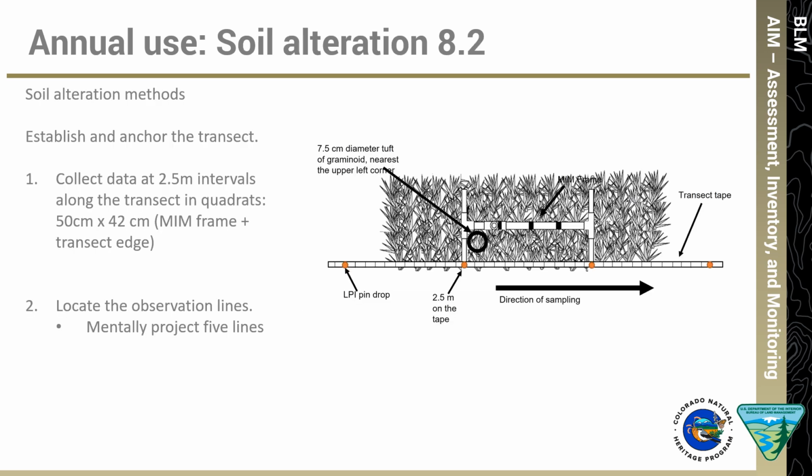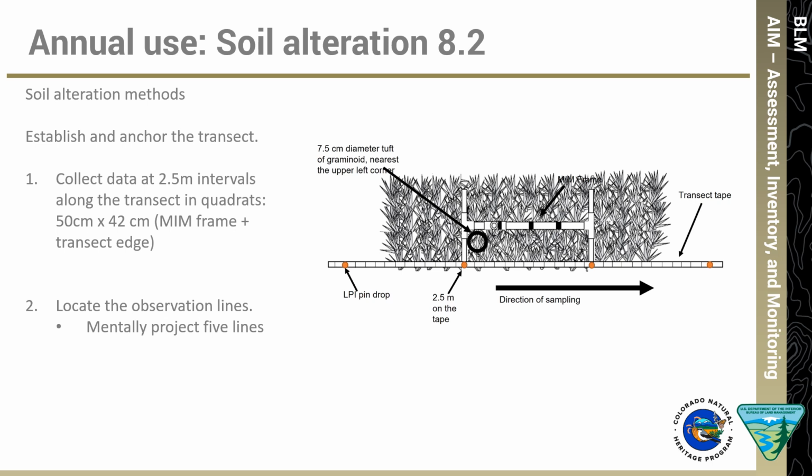The next annual use method in section 8.0 of the field protocol is soil alteration in section 8.2. To begin soil alteration methods, you must first establish and anchor the transect, likely the same transect that has been established for LPI, other methods, and for stubble height.